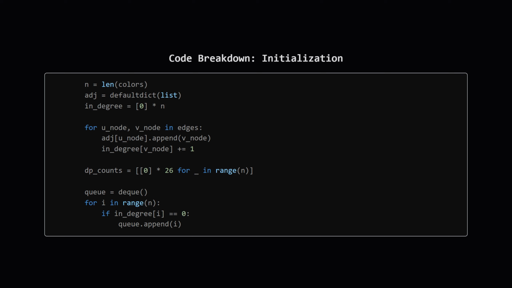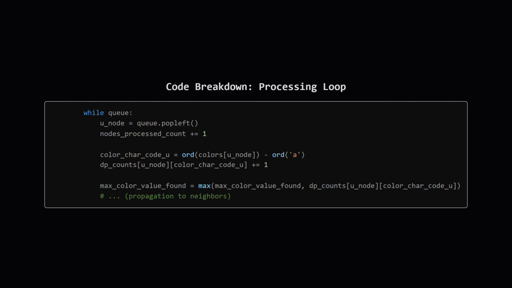Next, we set up our dp counts table. It's a list of lists, where dp counts at index node and subindex color will store the max count of that color for paths ending at that node. It's initialized to all zeros. Finally, we prepare our queue for the topological sort. We go through all the nodes, and any node that has an in-degree of 0 is added to the queue to kick things off. We also initialize a variable to keep track of the maximum color value we find, and another to count processed nodes.